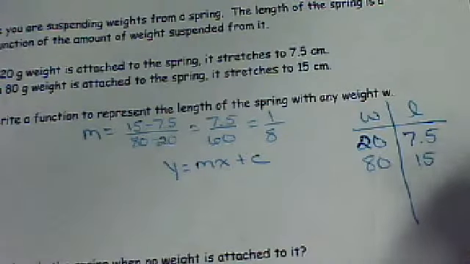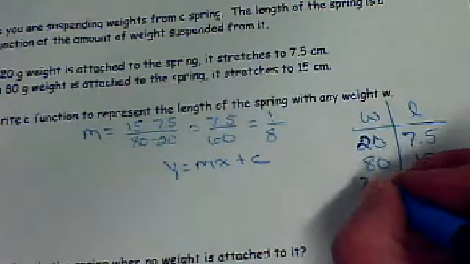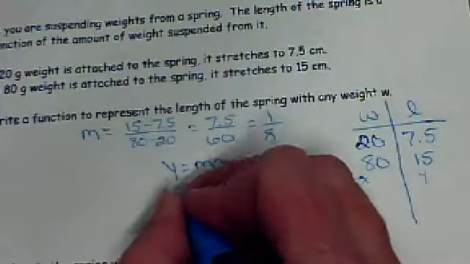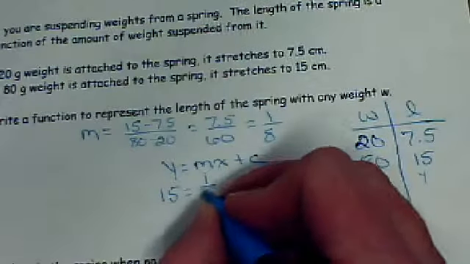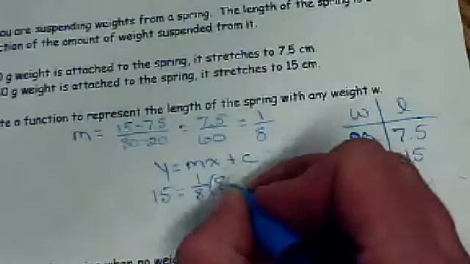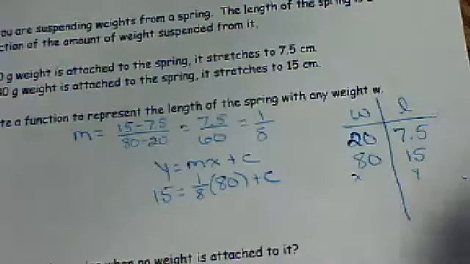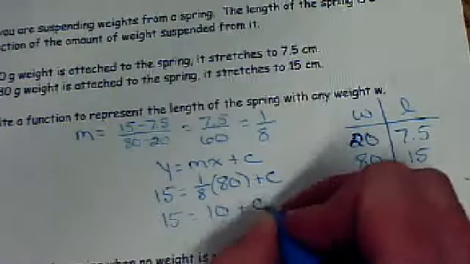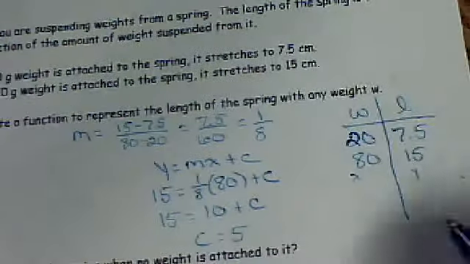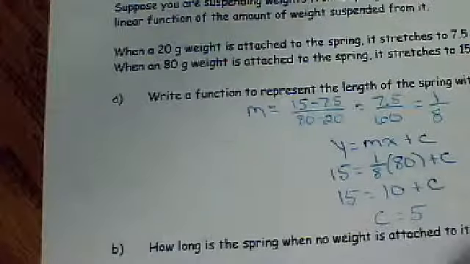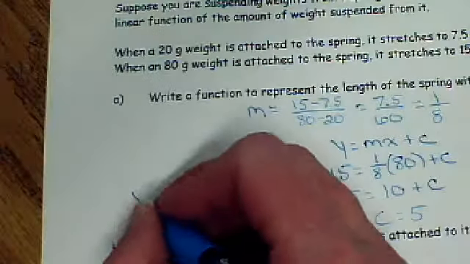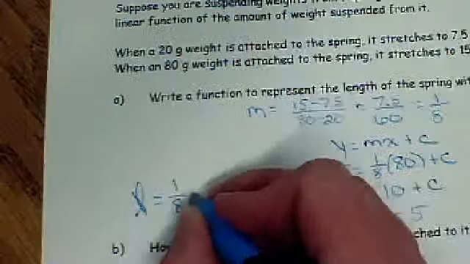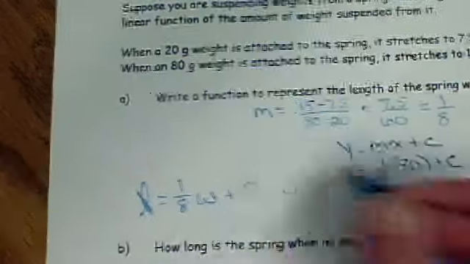What you do is you plug in an x and a y value. So here's an x and a y. And we plug in our slope. Our slope is 1/8 of the x value plus c. 1/8 of 80 is 10. So 15 equals 10 plus c. That means c has to be 5. So our equation, whoops, I almost said y. It's really L because we're talking about length, equals 1/8 of the weight plus 5.